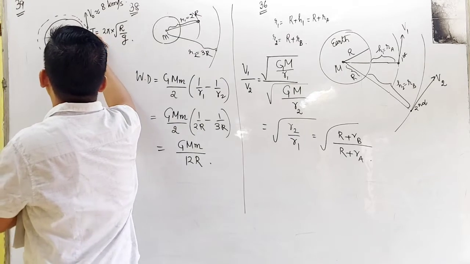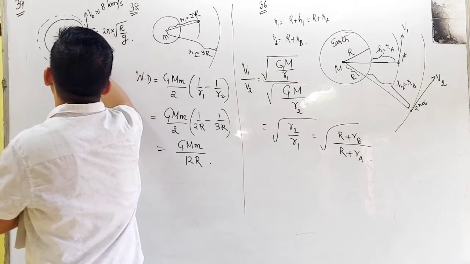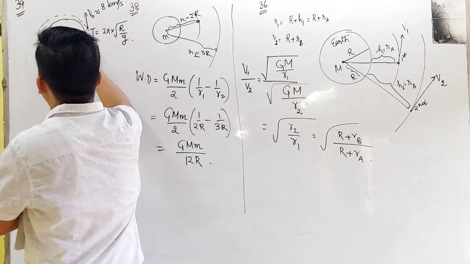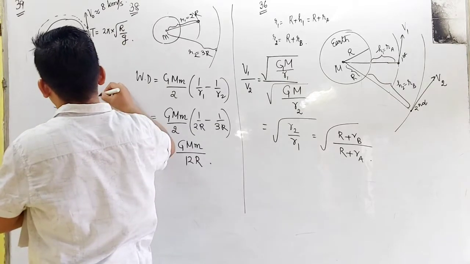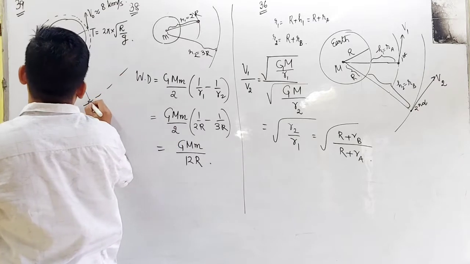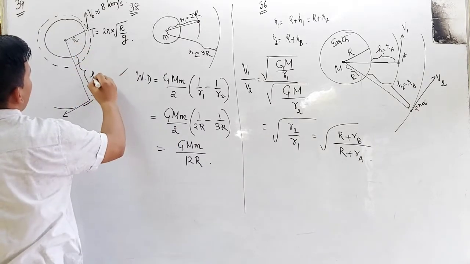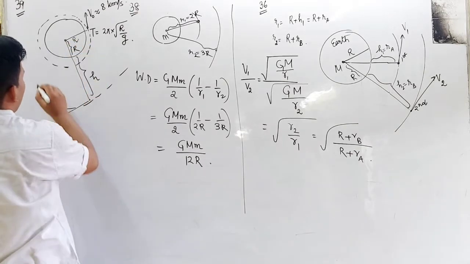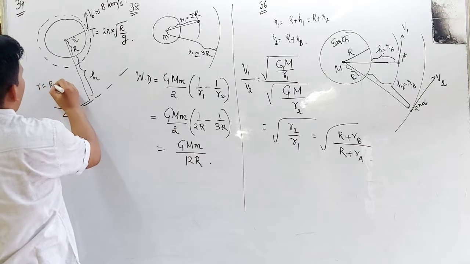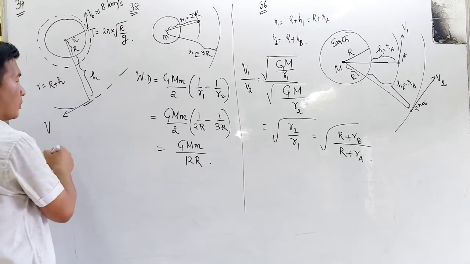Here this is R. The height is very small, so our height will be ignored. Now, what is the orbital velocity at any point? See, this is at a height h and this is radius R, so that small r will be equal to R plus h. What will be the orbital velocity? What will be the expression?